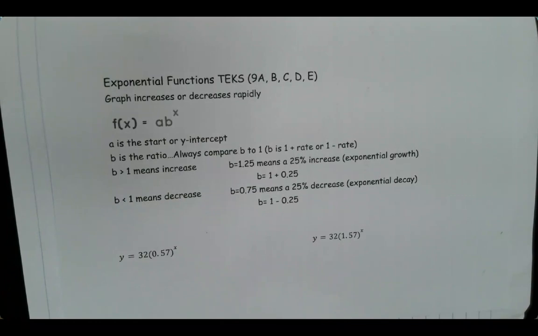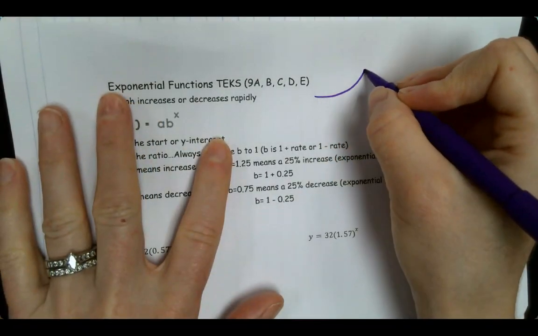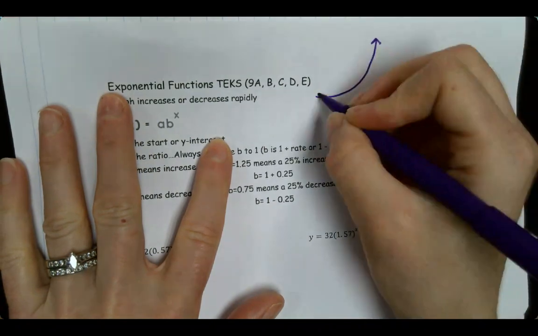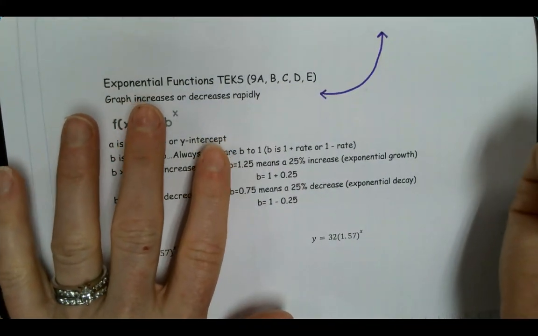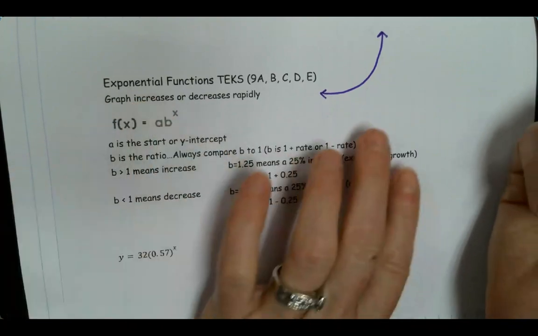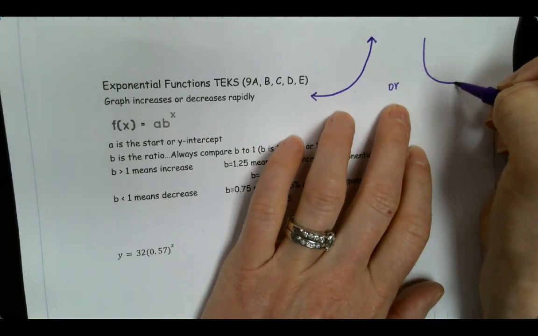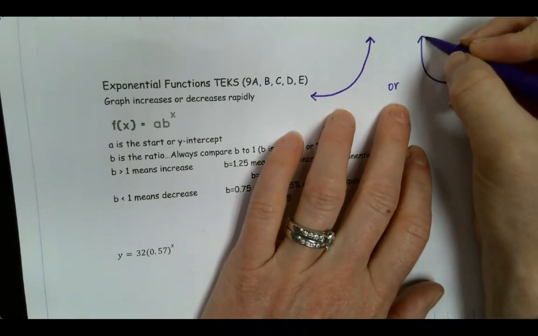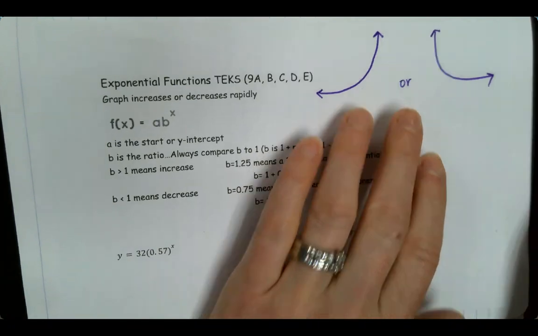The graph is going to increase or decrease rapidly. So remember, exponential functions look like this. This would be considered an increase because it's increasing from left to right. Or it could be a decrease where it goes down like that. So it looks kind of like an L shape. That's what the graph looks like.